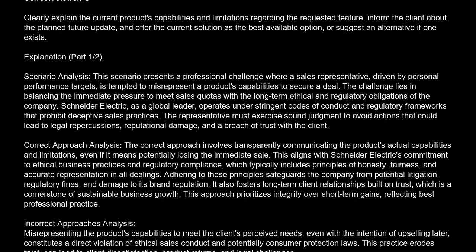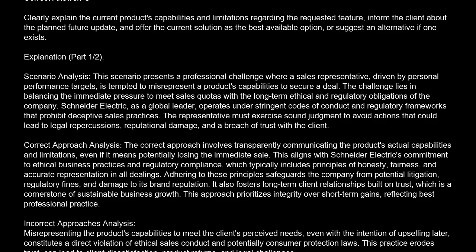Explanation. Scenario analysis. This scenario presents a professional challenge where a sales representative, driven by personal performance targets, is tempted to misrepresent a product's capabilities to secure a deal. The challenge lies in balancing the immediate pressure to meet sales quotas with the long-term ethical and regulatory obligations of the company. Schneider Electric, as a global leader, operates under stringent codes of conduct and regulatory frameworks that prohibit deceptive sales practices. The representative must exercise sound judgment to avoid actions that could lead to legal repercussions, reputational damage, and a breach of trust with the client.